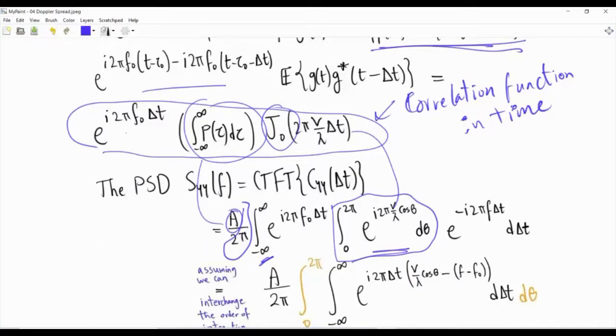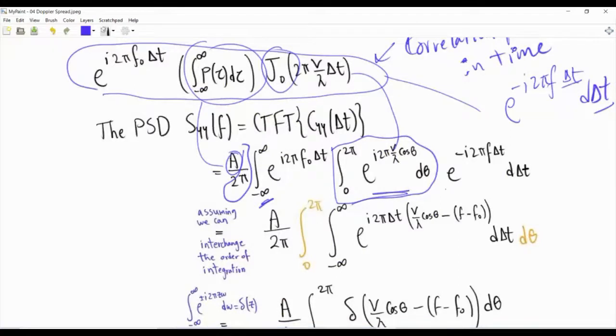So if you want the CTFT of this function, you just multiply by e to the minus i 2 pi f delta t, d delta t. Our variable here, our argument, is delta t, the time separation. This will be one integral, and then there is this second integral, which comes from the integral representation of the Bessel function.